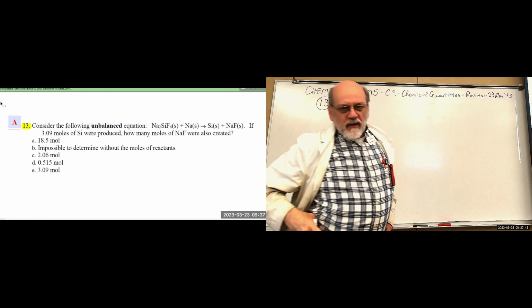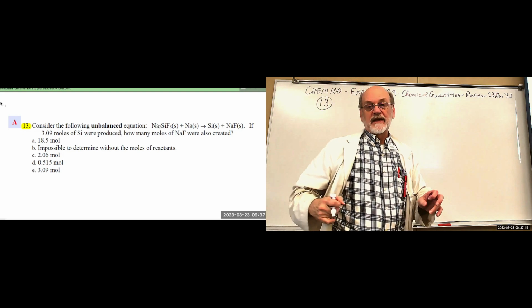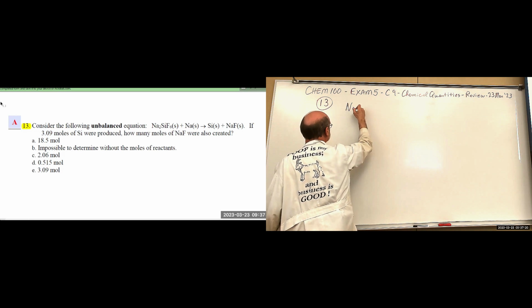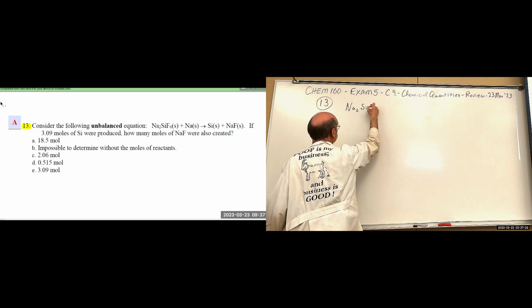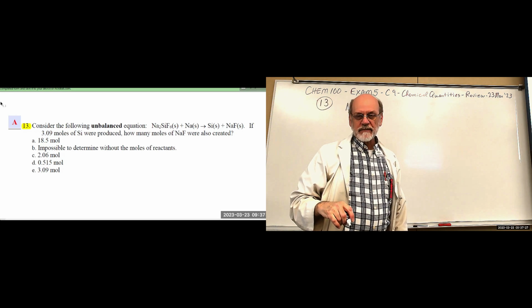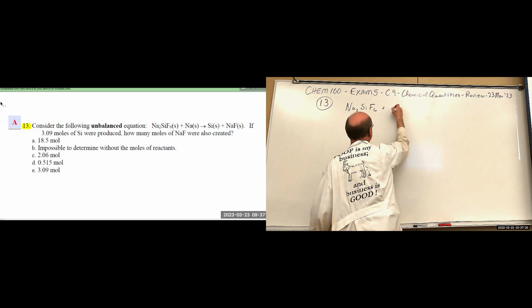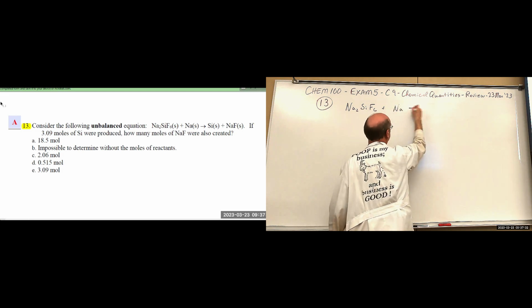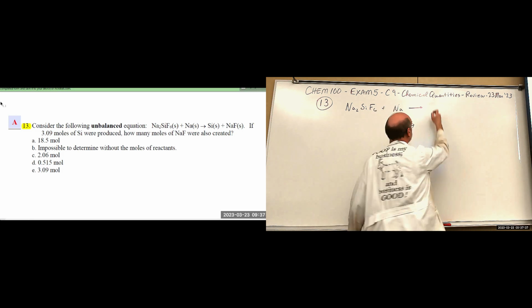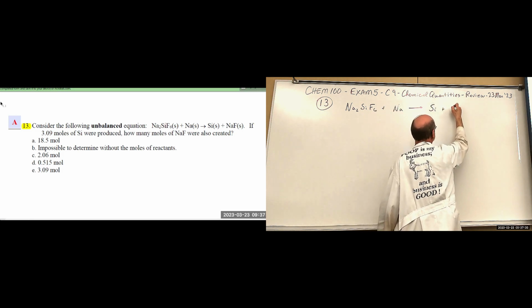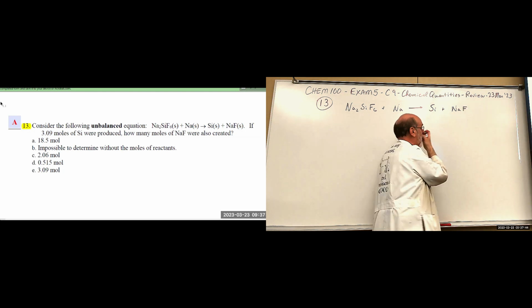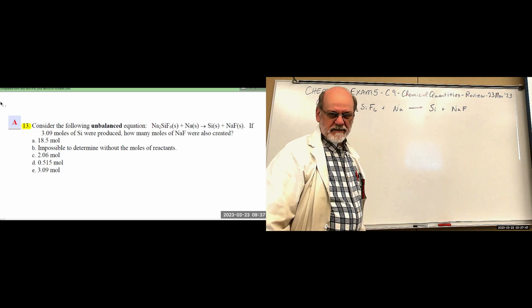All right, consider the following unbalanced equation. Okay, Na2SiF6 plus sodium yields silicon and sodium fluoride.